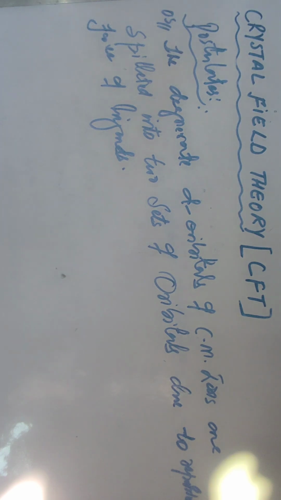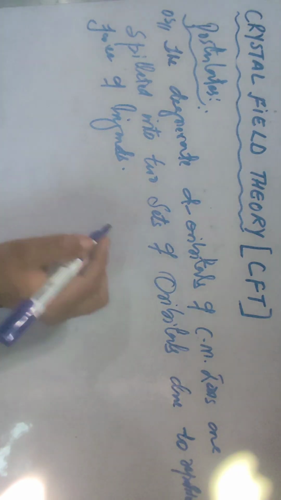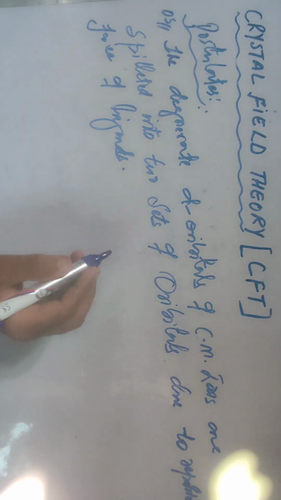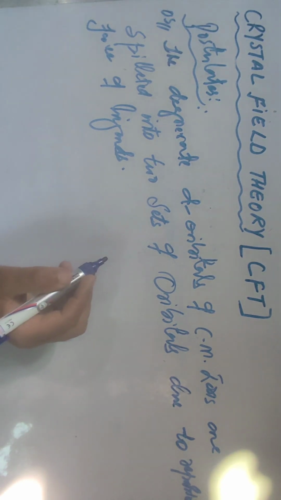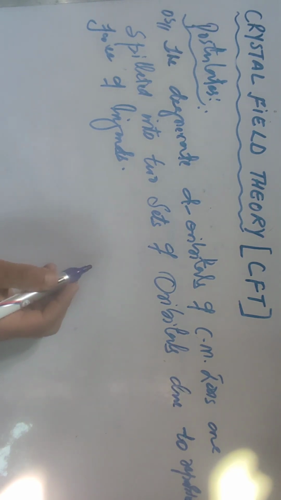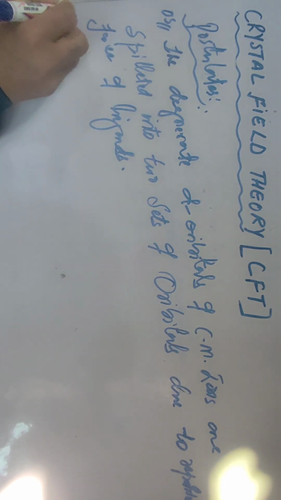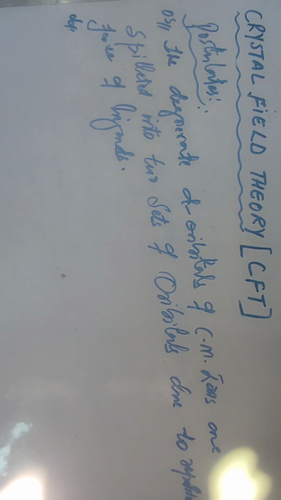That means these d orbitals are actually split into two sets of orbitals. In the case of an octahedral complex, one set is known as the T2G set, while the other is known as the EG set, but we will come to that later. Before that, we will take the next important postulate.